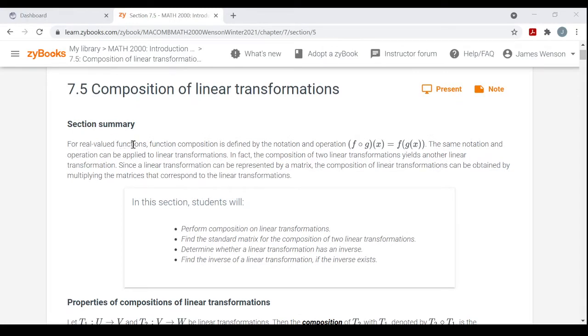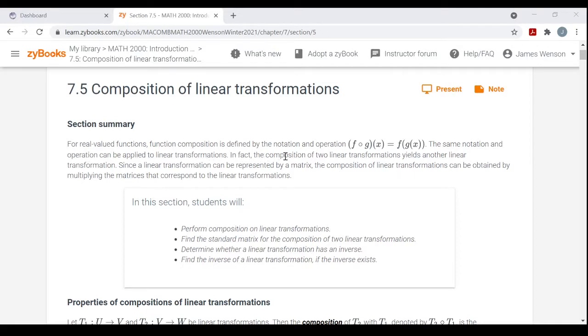For real valued functions, function composition is defined by this. Remember this little O symbol? This meant f composed with g of x, or f of g of x. You could write it this way as well. So hopefully that looks familiar to you, because it's coming back here, but this time instead of just functions between the real numbers, we're going to look at transformations between vector spaces. So yeah, the same notation and operation can be applied to linear transformations.